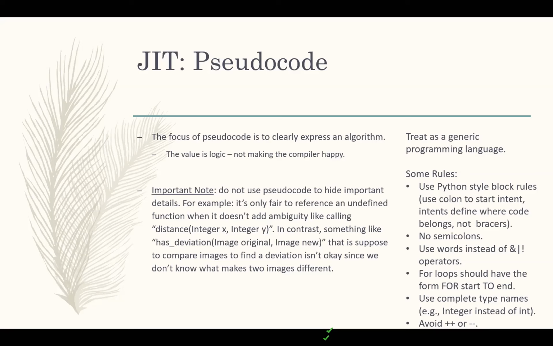So for you guys, I'm explicitly telling you what pseudocode should look like. It's going to look pretty much like a programming language, just a little bit more generic. The key thing is that when people write pseudocode, it focuses on clarity, right? Not making the algorithm happy, and it's also not meant to hide things, right?